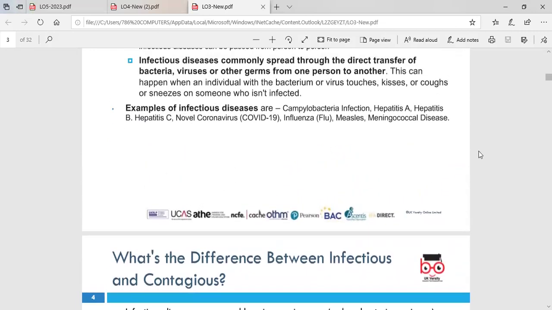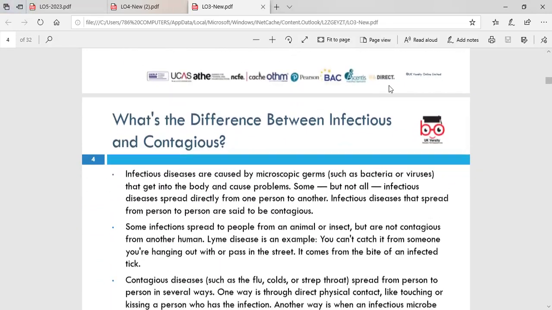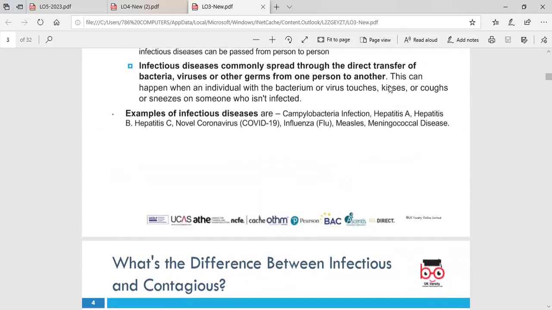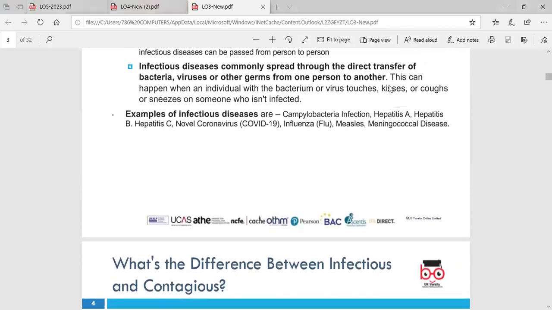They're called infectious because one person can have it and then spread the disease to others. What's the difference between infectious and contagious disease? Any idea? Anyone, any suggestion? Contagious, it can go from one person to another. Infectious diseases are not necessarily contagious, they don't necessarily go from one person to another if there's no direct contact. Okay, anyone else? Thank you.